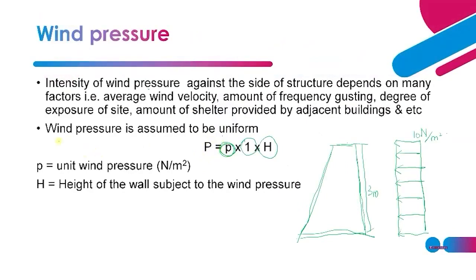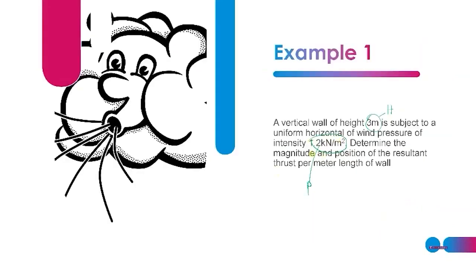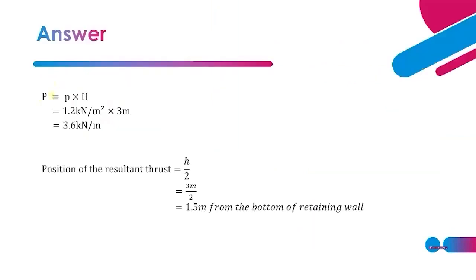So big P is wind pressure. Small p is unit wind pressure. Untuk 1 meter square berapa Newton? Itu maksud dia. And then determine the magnitude and position of the resultant thrust per meter length of the wall. You have this formula, 1.2 kilonewton per meter square ni dia punya unit pressure dia.